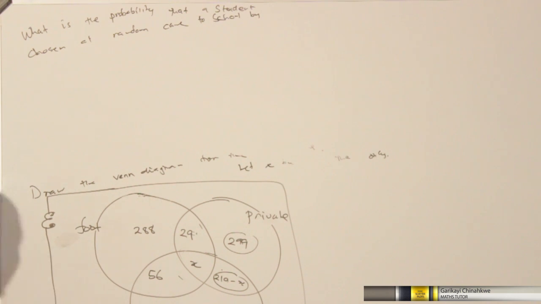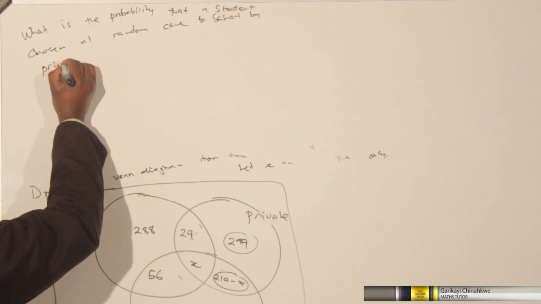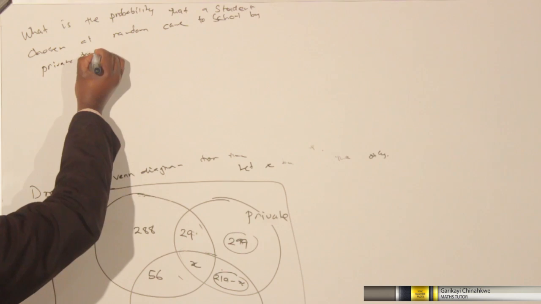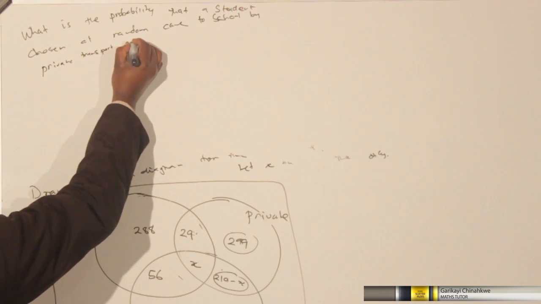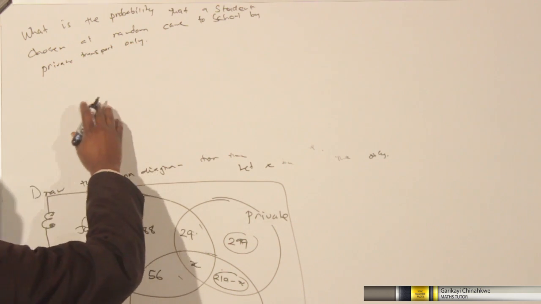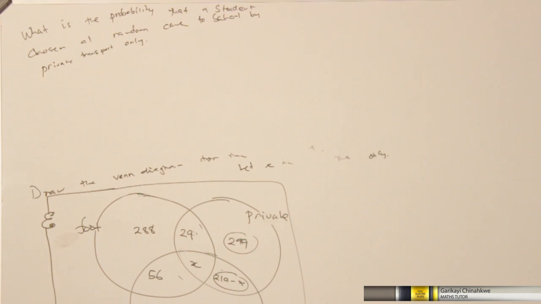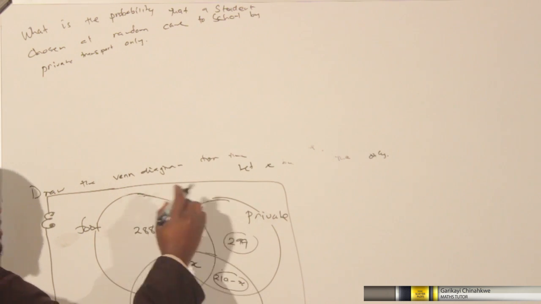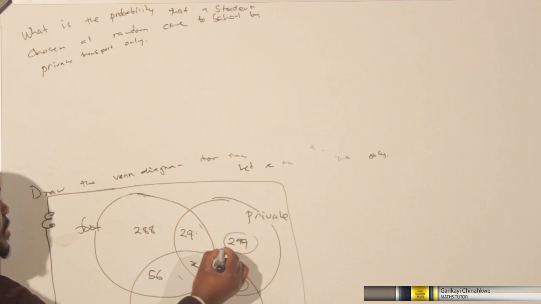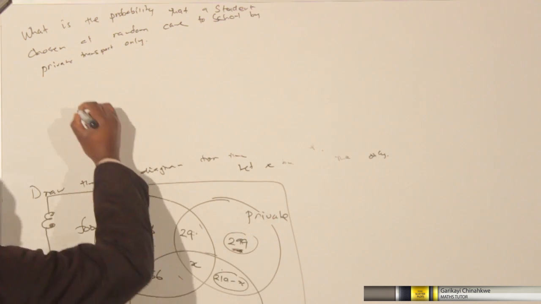private transport only. I'm talking about only. Private transport only. You go on to private transport. There is the private transport, and we want private transport only. We can see that it is 299.